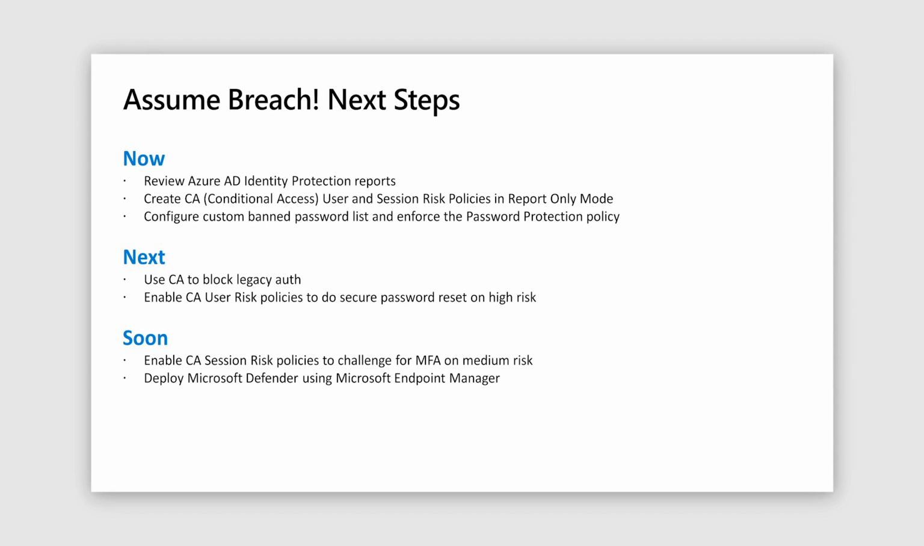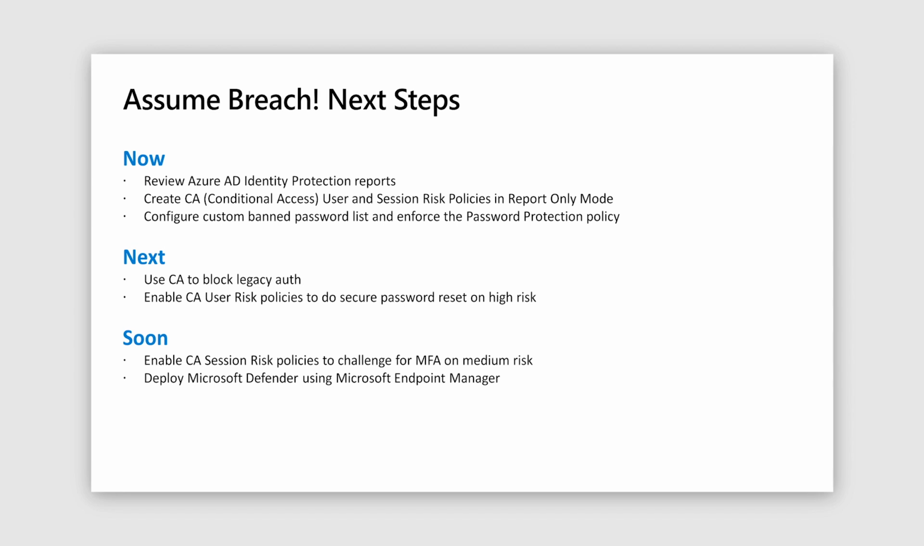First are the things that you should do now, as soon as you stop watching this video. The first would be to review the Azure AD Identity Protection reports to see if there's been any malicious activity in your organization. Then you should create the conditional access policy that we looked at earlier to require MFA when there is session risk, and turn it on to report-only mode so you can start to evaluate the impact of this policy. Finally, right now, you should go configure your custom banned password list for your organization and enforce the password protection policy.